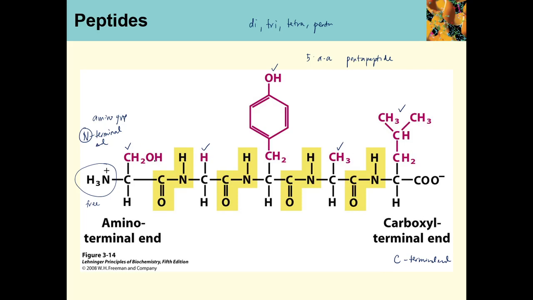So this one is CH2OH, so this one is your serine. This one is your H, so that corresponds to your glycine. This one, you have the CH2 with the phenyl ring and the OH, so this must be your tyrosine. And then you have your CH3, this is your alanine. And the last one is your leucine. So try as much as possible to memorize or familiarize yourself with the structure of the side chain. Okay?